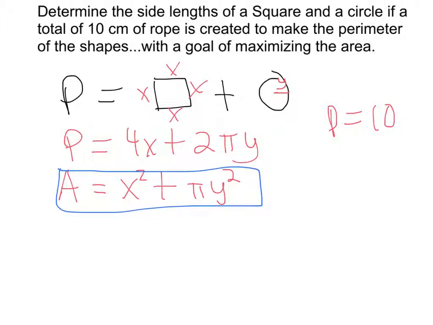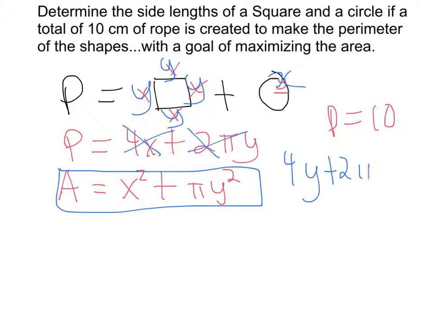erase this right here. Oh, actually I can't erase. That's interesting. Okay, well I'll write over top. That's not a problem. So instead of x, I'm going to make that y, y, y, y, and I'll make that radius x. So that will no longer be the equation. The equation will now be 4y plus 2 pi x equals 10.